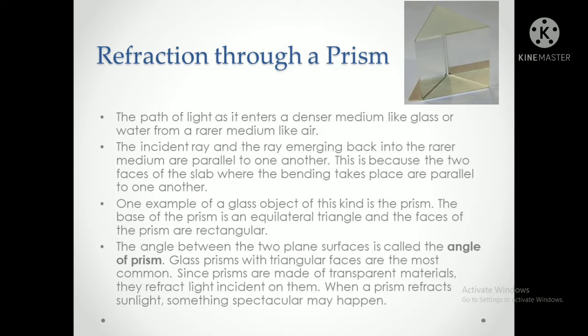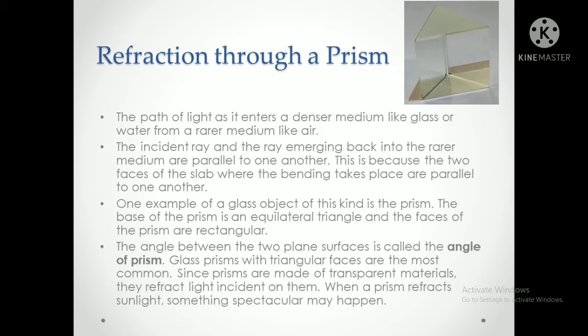Now, the path of light as it enters a denser medium like glass or water from a rarer medium like air: the incident ray and the ray emerging back into the rarer medium are parallel to one another, because the two faces of the slab where the bending takes place are parallel to one another. One example of a glass object of this kind is a prism, and the base of the prism is an equilateral triangle, meaning all sides are equal, and the faces of the prism are rectangular.